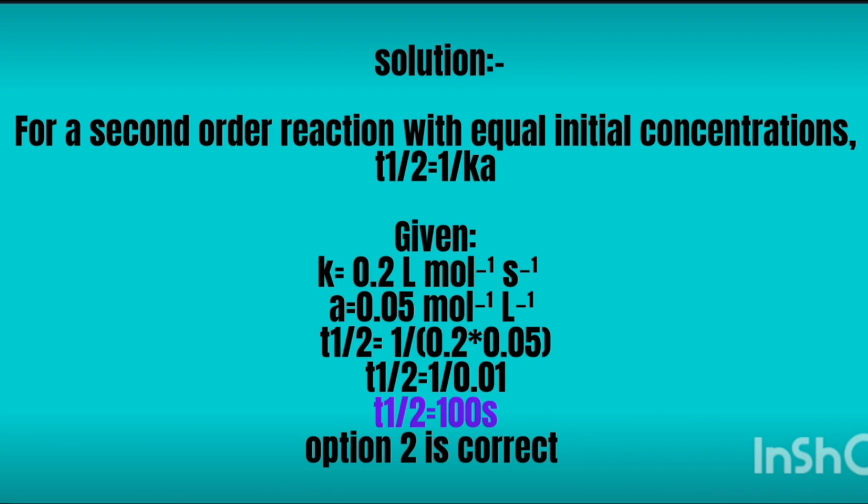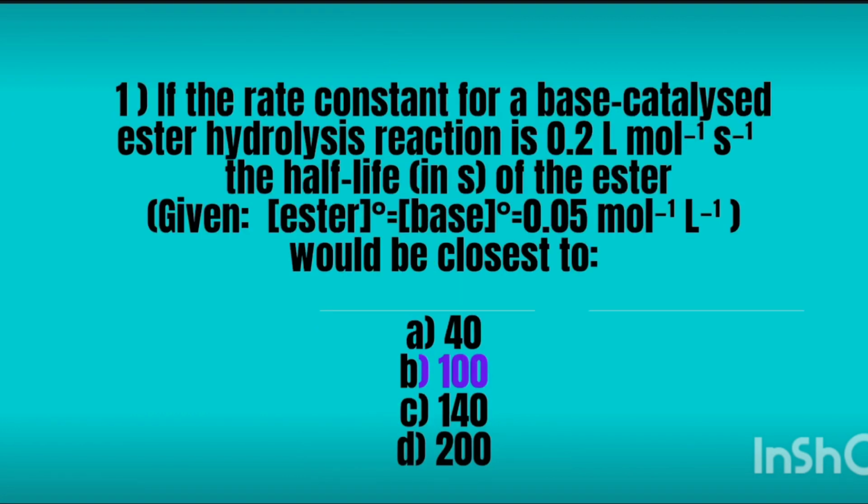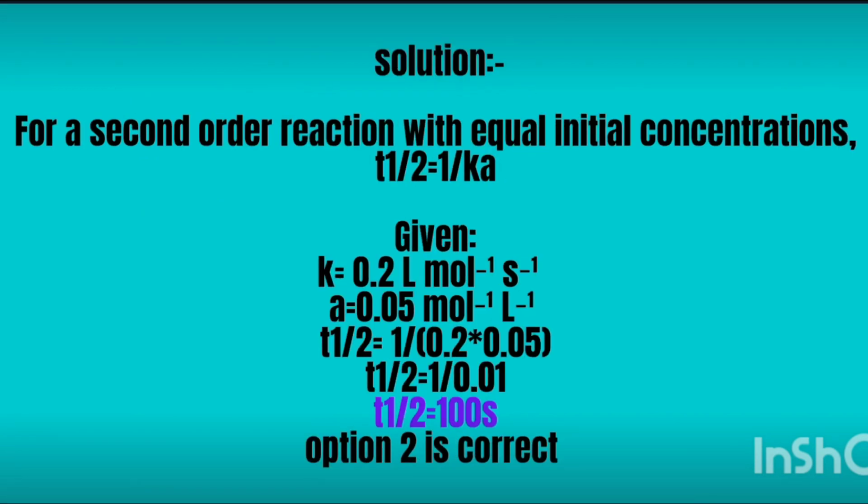For a second order reaction with equal initial concentrations, formula is t half is equal to 1 divided by Ka. In the question, they have given rate constant k is equal to 0.2 liter per mole per second and initial concentration a is given as 0.05 mole per liter. So t half is equal to 1 divided by 0.2 into 0.05. So t half is equal to 1 divided by 0.01. So answer will be 100 seconds. Option 2 is the correct answer.